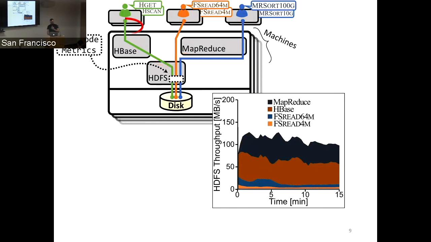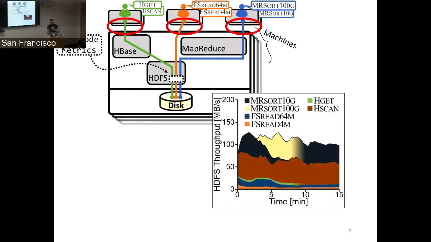But we can even go higher than that, and we can say, let's actually go all the way up the stack and say you want to understand where things come from at the application layer, like above even HBase and MapReduce and so on, and that of course is also possible, and you can read all of that out as well.